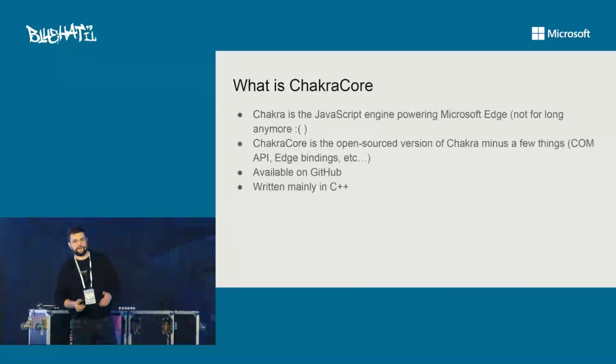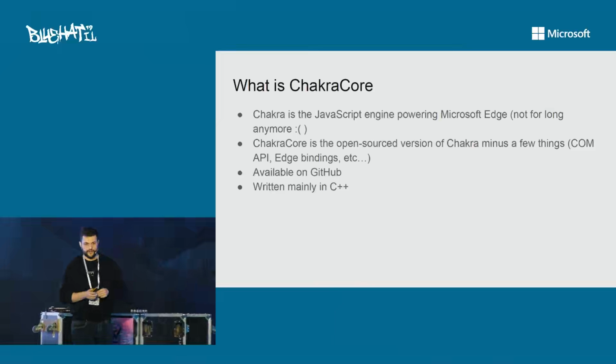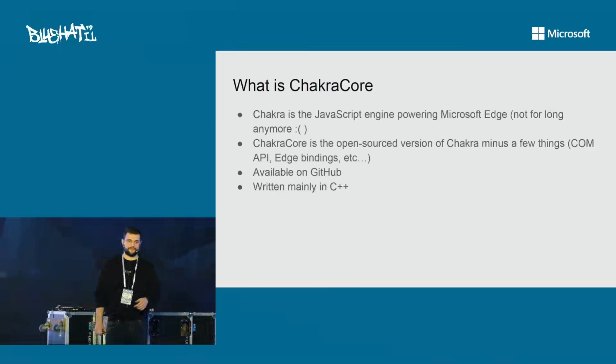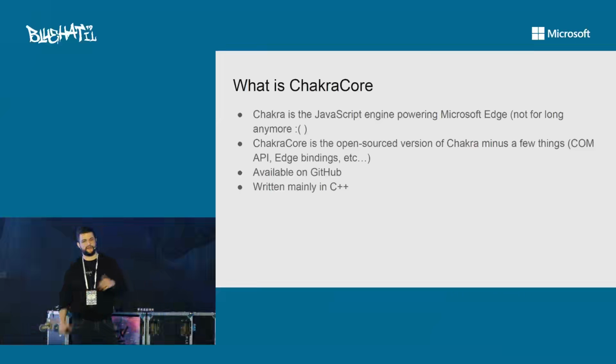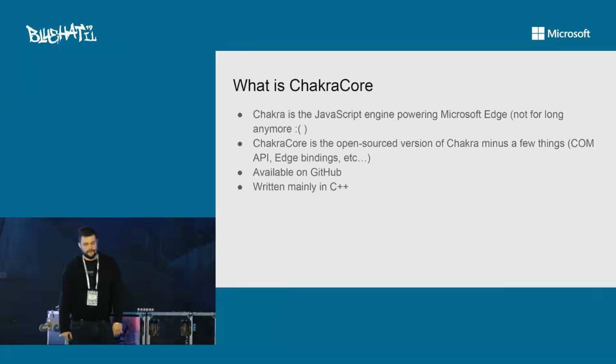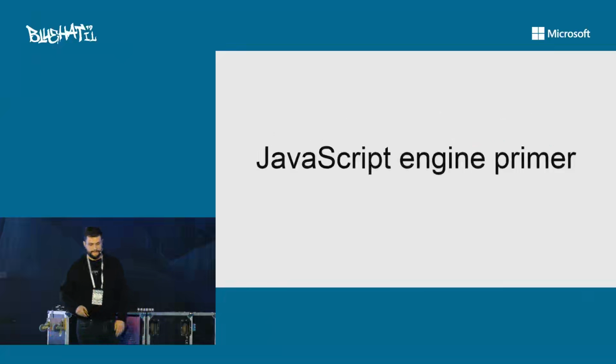So quickly, what's Chakra Core? You probably know Edge is the default browser on Windows 10 now. Chakra is the name of the JavaScript engine that powers Microsoft Edge. And basically, Chakra Core is the open source version of Chakra, which, as far as I know, is basically 95% of the thing, minus a few things such as the COM API and Edge bindings. Chakra Core is available on GitHub, so you can just look at the code. And it's written mainly in C++. And that's about all there is to say about it.